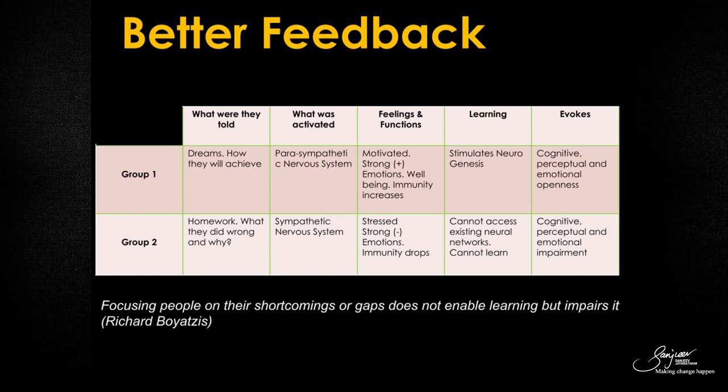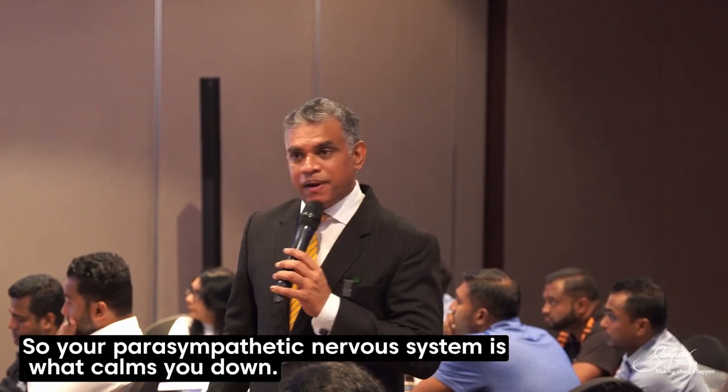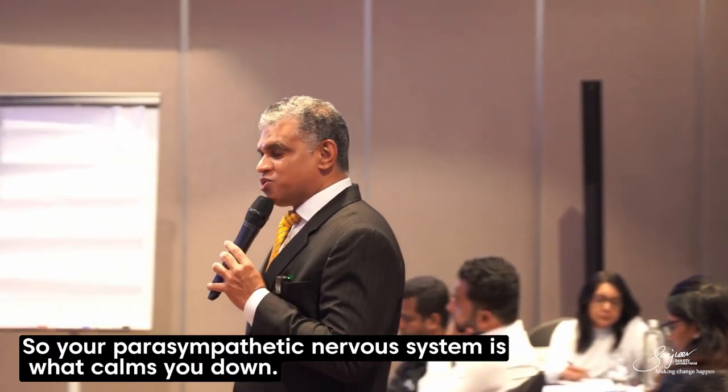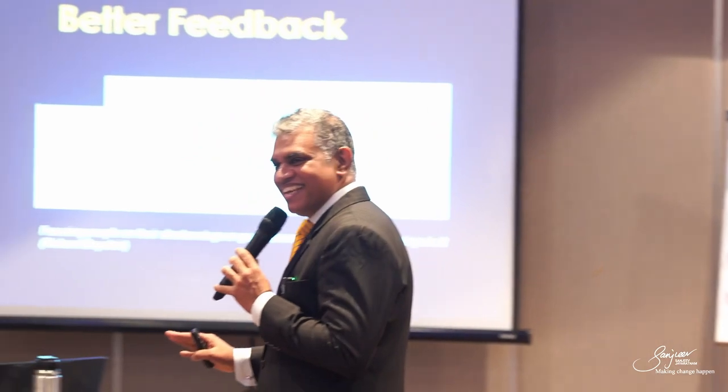And what they found was, in group one, what was activated was their parasympathetic nervous system, PNS. Your parasympathetic nervous system is what calms you down and brings cortisol down. It's the recovery part of the nervous system. So we get stressed out, then we recover. Stressed out, recover. So PNS is good, because that calms us down. It opens up a lot of ways of learning and all of that.